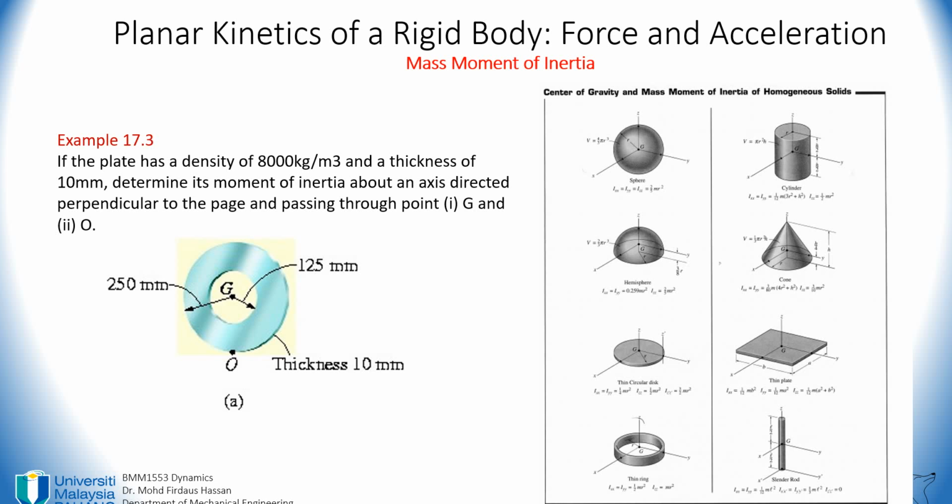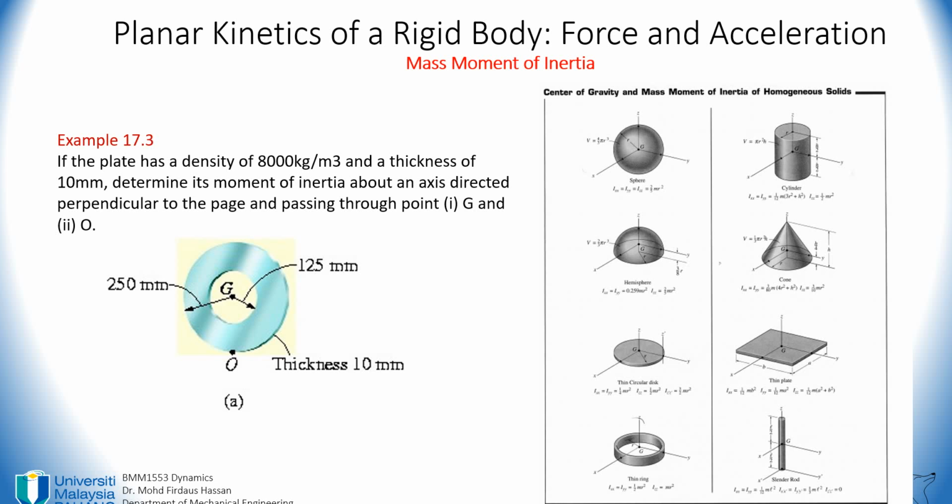So we have to continue. We continue our lectures still under mass moment of inertia, still under chapter Planar Kinetics of a Rigid Body, force and acceleration. Since we have finished the theoretical part of the parallel axis theorem, now we have to solve a problem or two problems: how to find the mass moment of inertia of composite bodies.